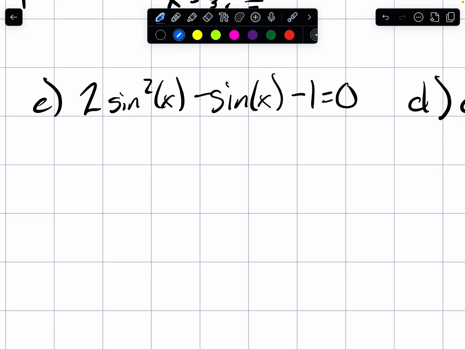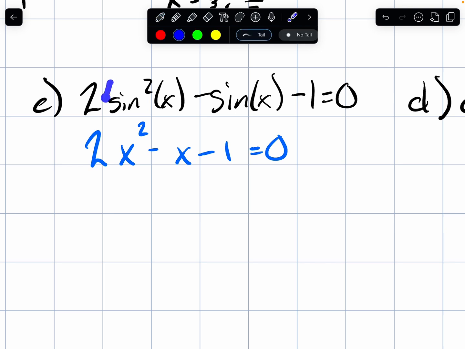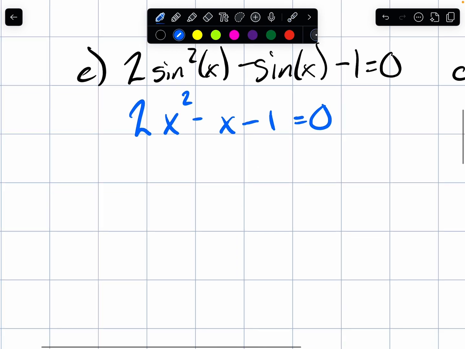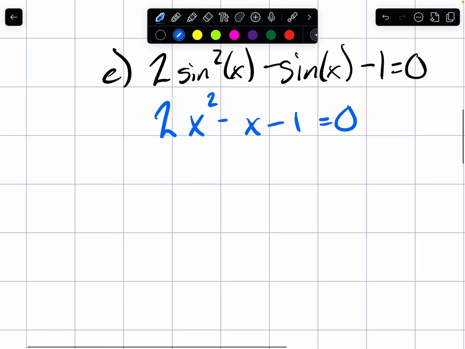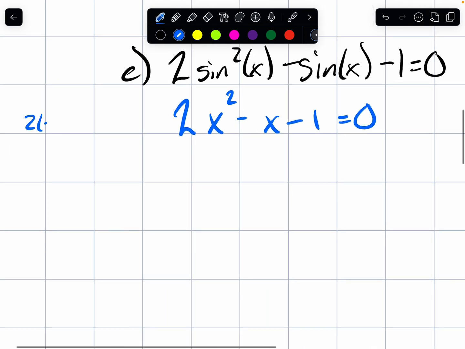So what I'm going to do is pretend that sine of x equals x, and we're going to work like that. So I'm going to go 2x squared minus x minus 1 equals 0. Let's look one more time at what I did. All I did was change sine to x. So 2 sine squared minus sine minus 1. And what I would do here then is just factor. So I've got to do factors of AC. So it's 2 times -1.